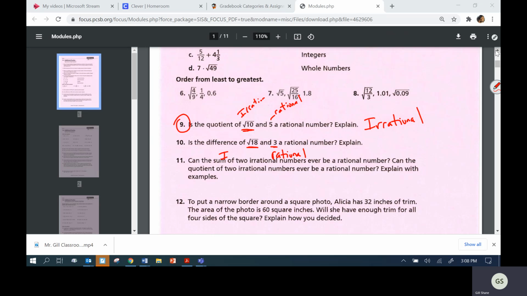So again, I have an irrational number and a rational number. Now there's no exception for this because we're doing subtraction. Difference means subtraction. So if this is the case, there's no exception at all, even if there was a 0 instead of a 3. So again, that is irrational.